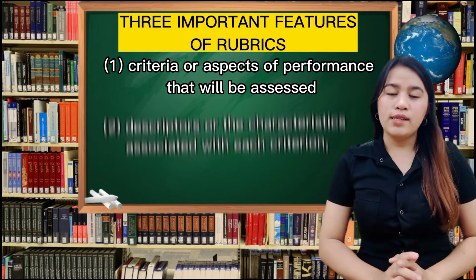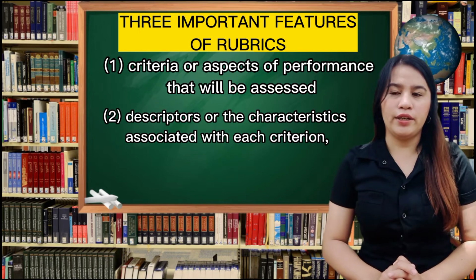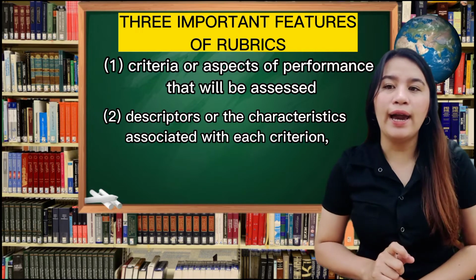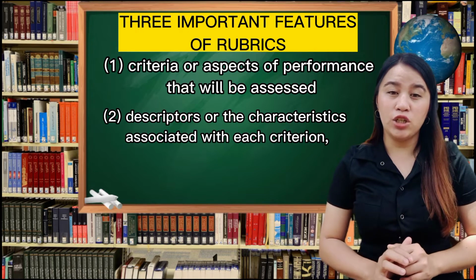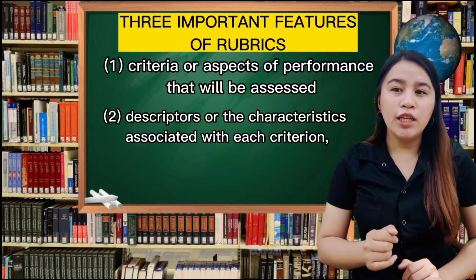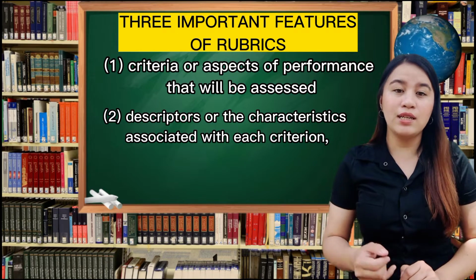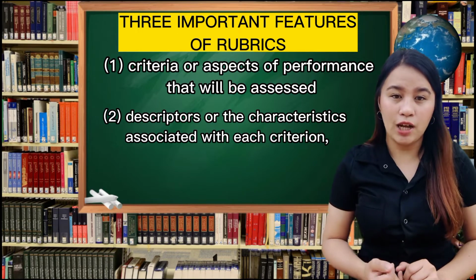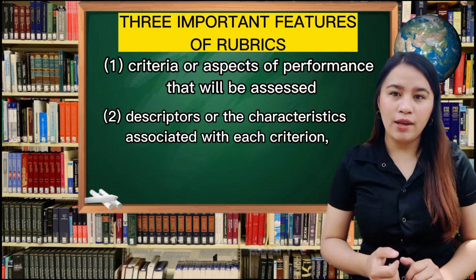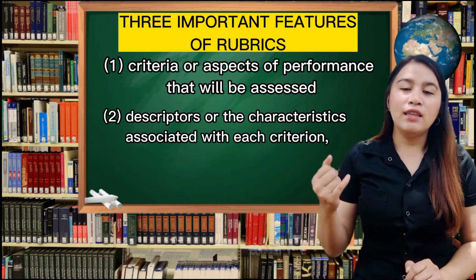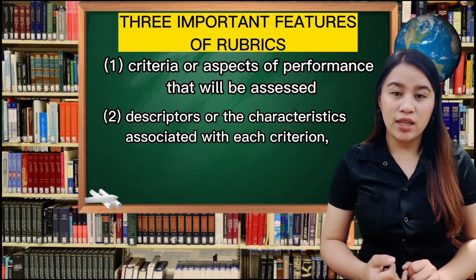Number two, descriptors of the characteristics associated with each criterion. Now, you need to describe each level of mastery for each characteristic or dimension of skills. For example, you need to describe the best work you could expect using these characteristics, and this will be described as the top category. Describe an acceptable product, which is described as the lowest category, and develop descriptions for intermediate level products for the intermediate category.